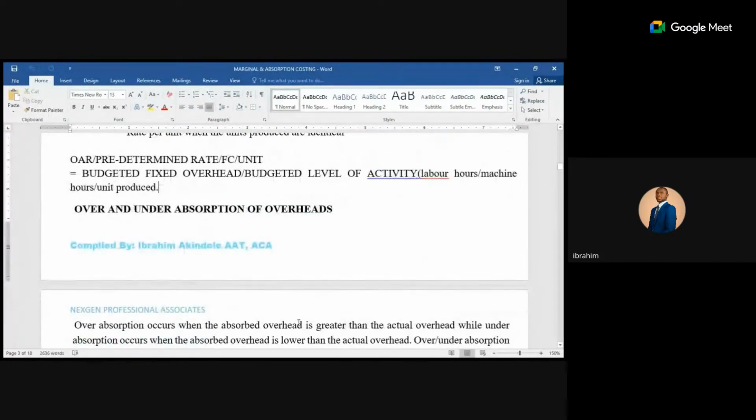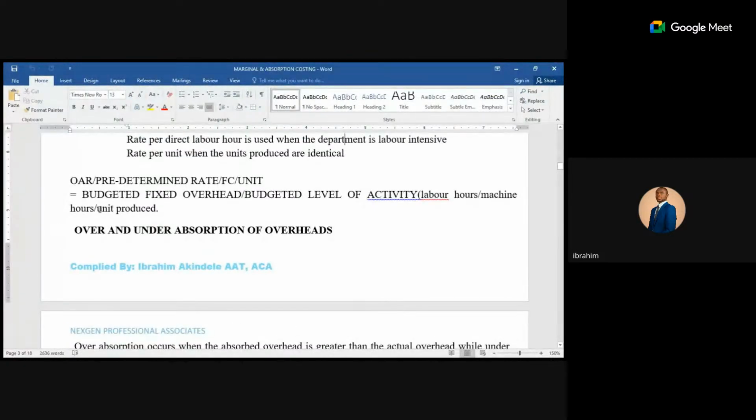Now, OAR. Can you see overhead absorption rate? I repeated it here again so that you will see it. OAR means overhead absorption rate. If you don't want to call it overhead absorption rate, you can say predetermined rate. If you don't want to call it predetermined rate, it's also known as fixed cost per unit. Class, it is also known as what? Fixed cost per unit, and it is calculated as, can you see it?